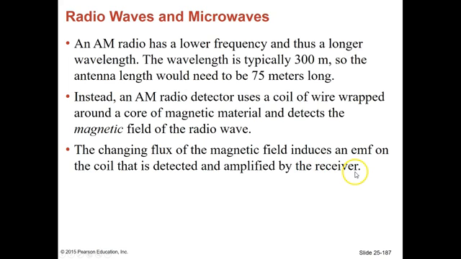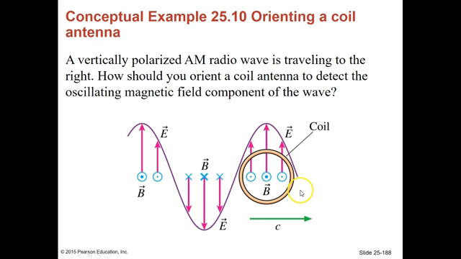So when you have a radio receiver, you have to have some sort of antenna so that it can find that magnetic field, and then it looks at the changing flux and it makes an EMF on the coil, and that is detected and then picked up by the receiver so you can get the signal for the station.